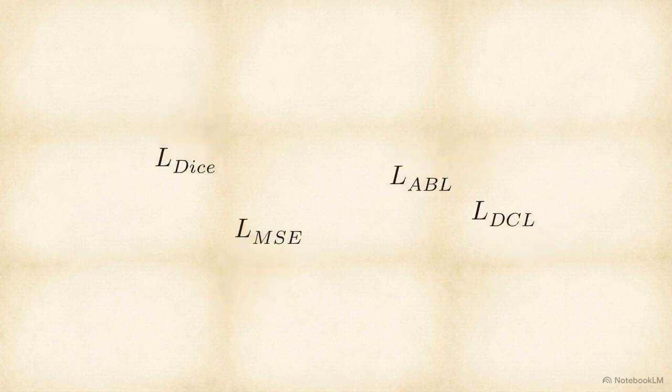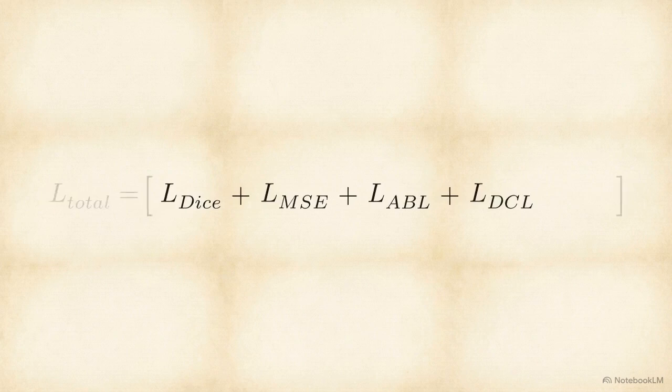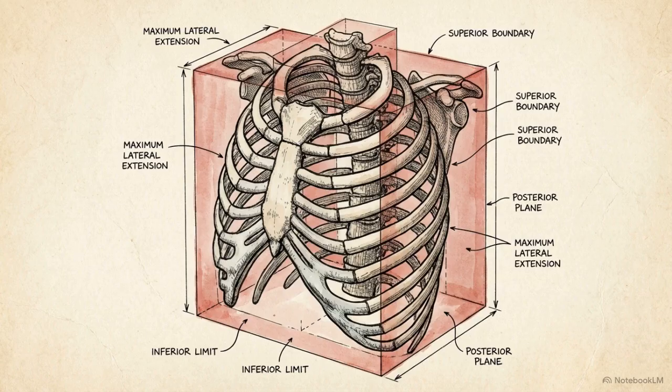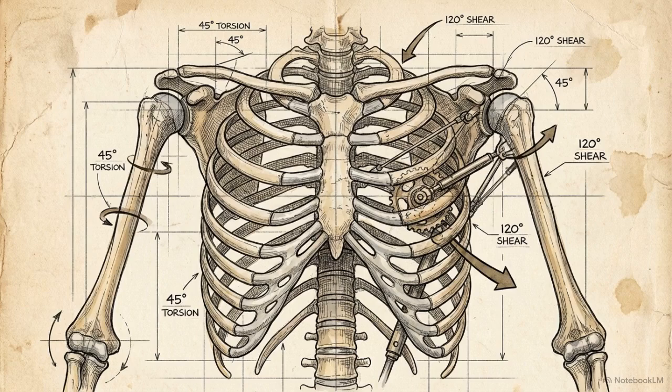ABL and DCL are integrated directly with DICE and MSE to form a single 4-term composite loss function. These novel constraints force the network to respect the physical limits of the human body. The process shifts from generic voxel regression into anatomically informed structural engineering.